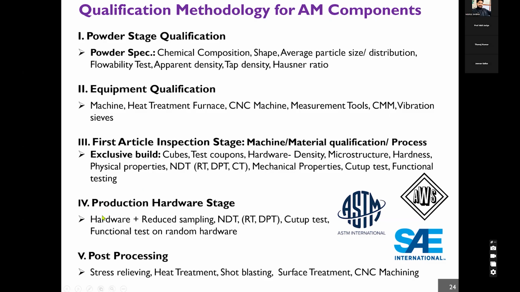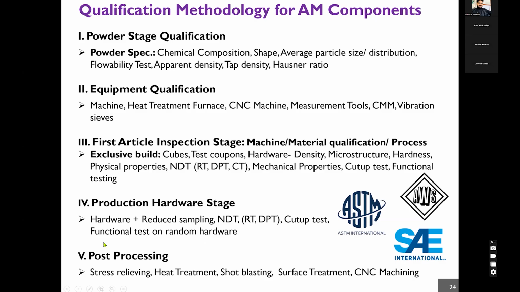So here again, along with the hardware, we print some coupons. Of course, we don't print so many coupons as in the case of the first article inspection stage, so we have a reduced number of samples. Of course, we need to carry out NDT of both the hardware as well as the samples. And we can do cut-up test and functional test on random hardware to ensure that the process that has been adopted to make these components is in control.